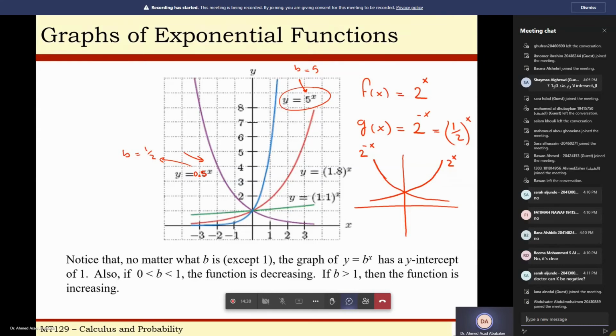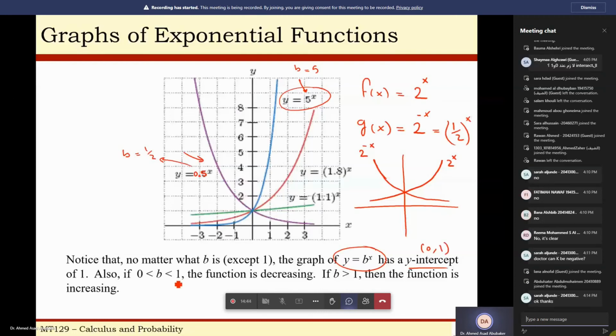Look at this: y equals b to the power x. The y-intercept is the point 0, 1. If b is from 0 to 1, we have a decreasing function. If b is greater than 1, we have an increasing function. Okay, any question? Any question?